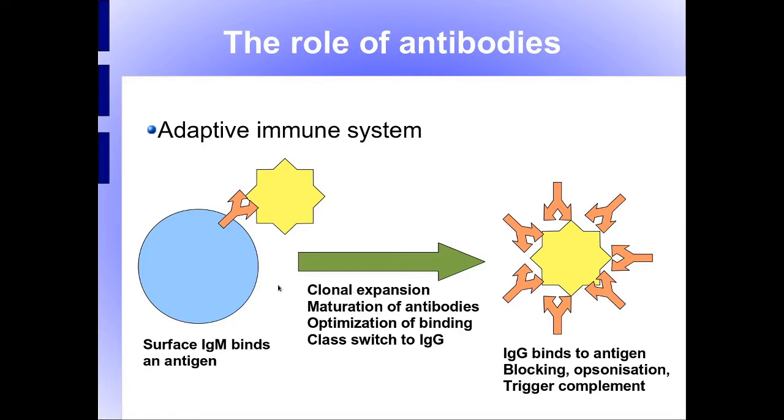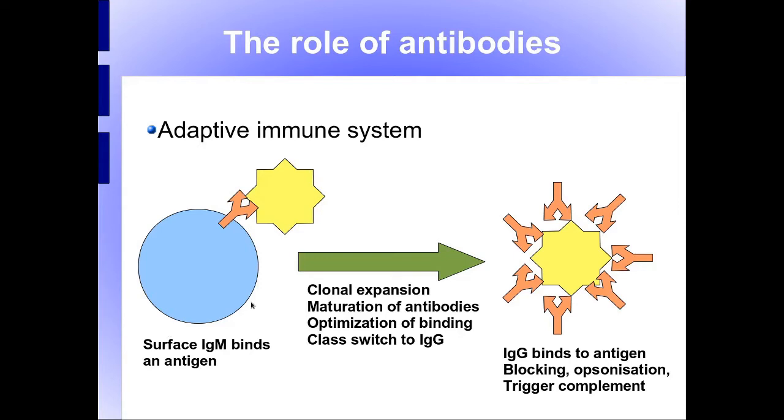We also get a process of maturation of the antibodies. So through somatic hypermutation, we get extra mutations being introduced into the antibody sequence. And by chance, some of these antibodies will bind better to the antigen and some of them will bind worse. Now, the ones that bind better will result in this amplification increasing. The ones that bind worse will not be amplified. So we have a mini evolutionary process going on, leading to optimization of the binding for the antigen.